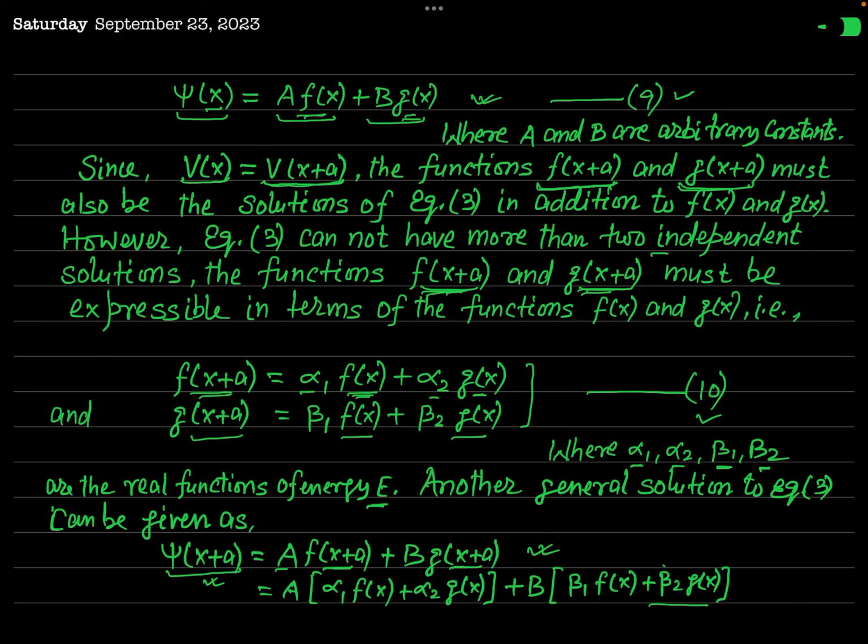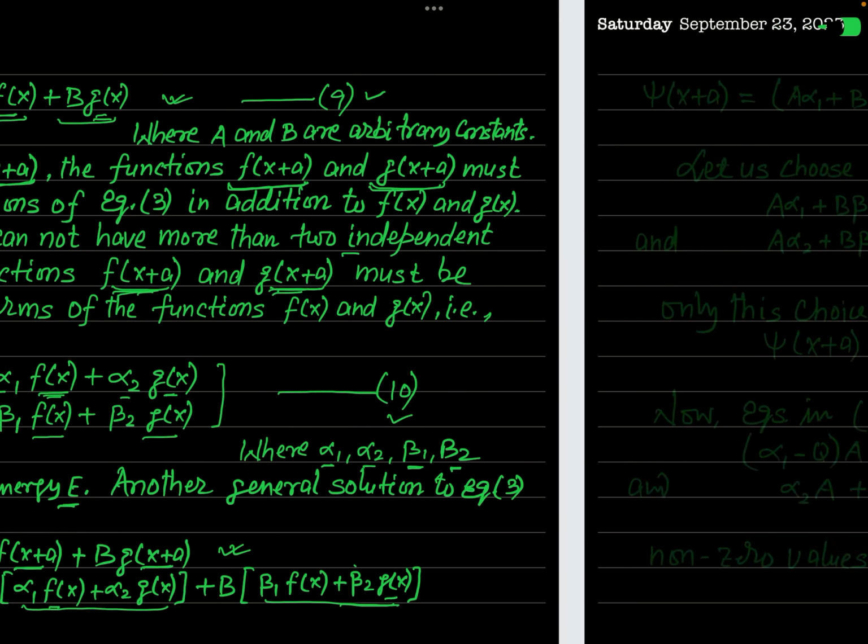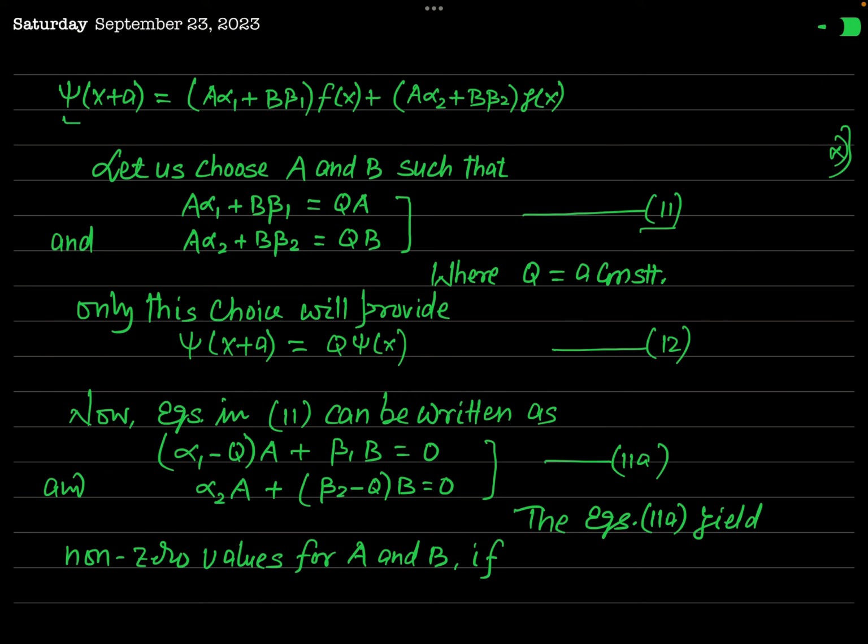You can see f of x plus a is equal to this much. This is alpha 1 times f of x plus alpha 2 times g of x. And g of x plus a is equal to this much. This is beta 1 times f of x plus beta 2 times g of x. Now, we will simplify the RHS to some extent. You have to take f of x and g of x as a common factor. After collecting the terms and taking f of x and g of x as common factor, you can see we get psi of x plus a is equal to this much.